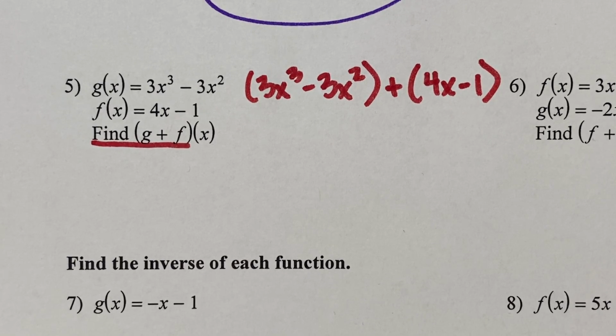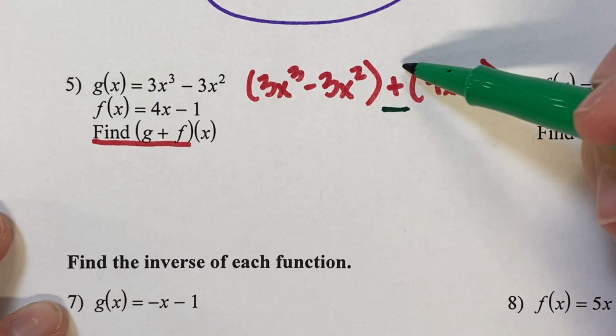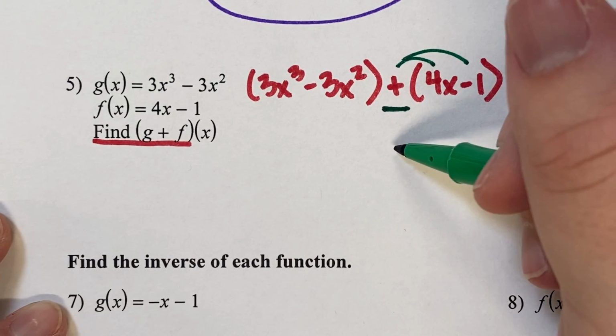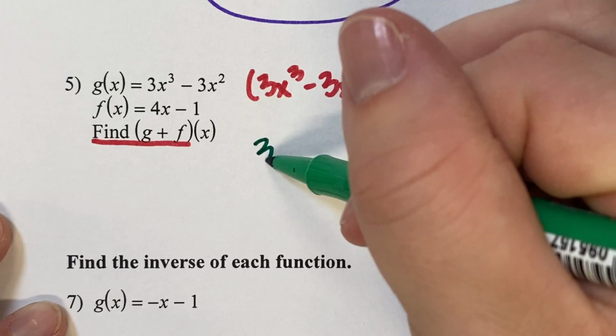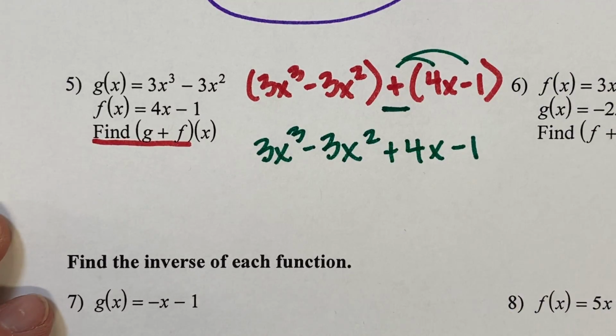Well, we have an addition sign. If you remember from last year, with the addition sign, we keep the signs the same. So we can just get rid of the parentheses. So plus 4x minus 1. Then I have 3x cubed minus 3x squared.